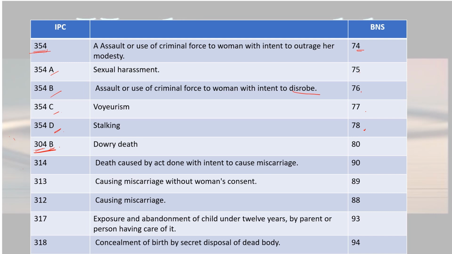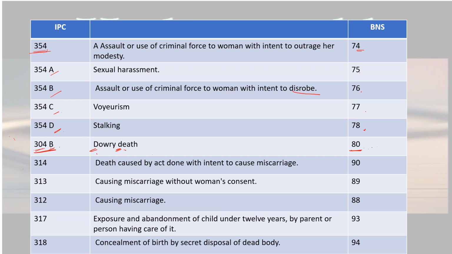In BNS, it is 80. How do we learn? D is the fourth alphabet. 4 plus 4, 8. 8, 0. 80. 0 means null, death. So dowry death is 80.